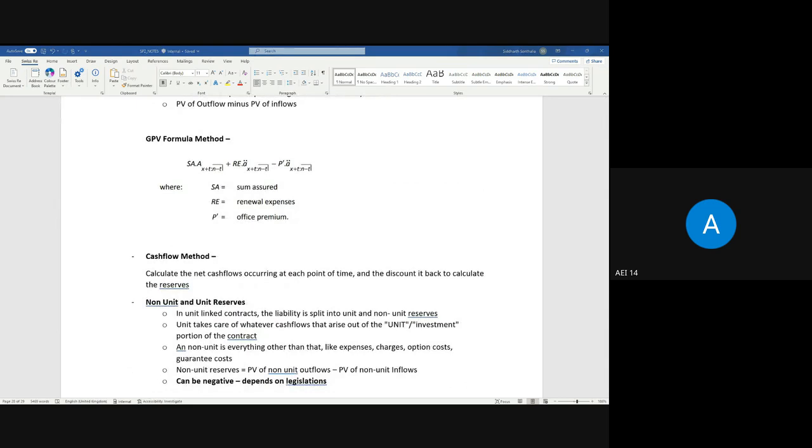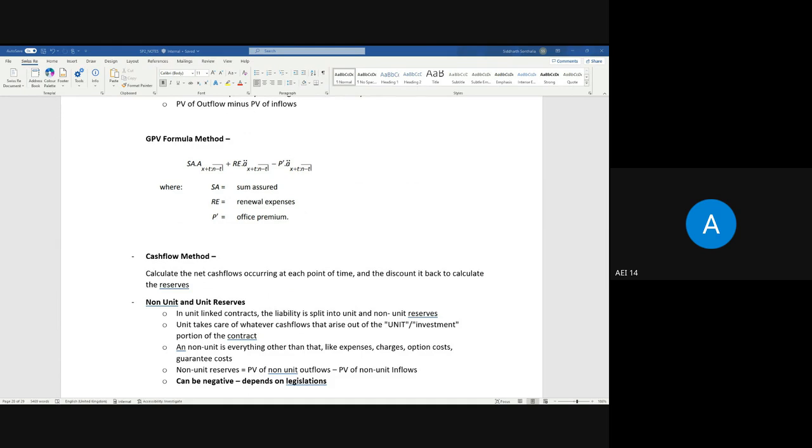So the answer will be exactly equal to the formula method. It's just that you have an additional step where you calculate the net cash flow at each point of time and then discount it back. The method makes sense.